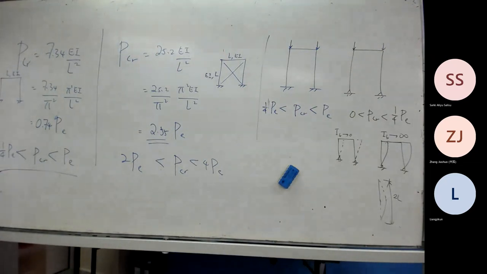Okay. So if you look at each of these members, it is not perfectly straight. This is already bent. So you can use that machine to try to measure and get some idea of what the initial shape is.